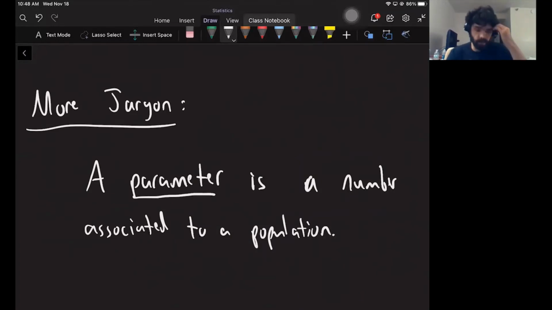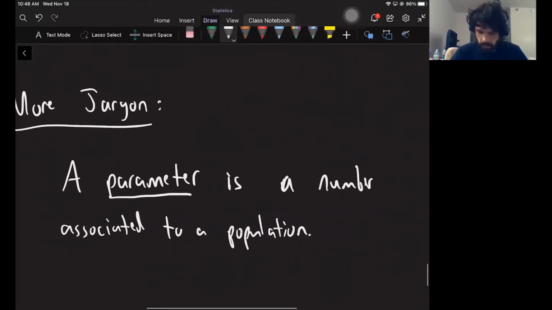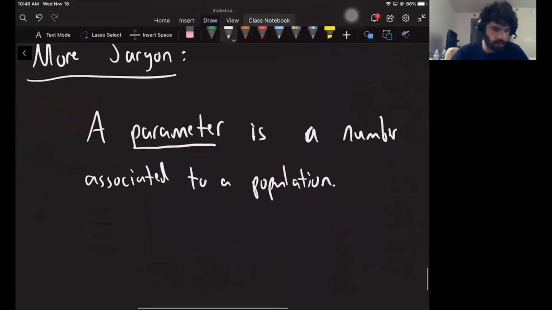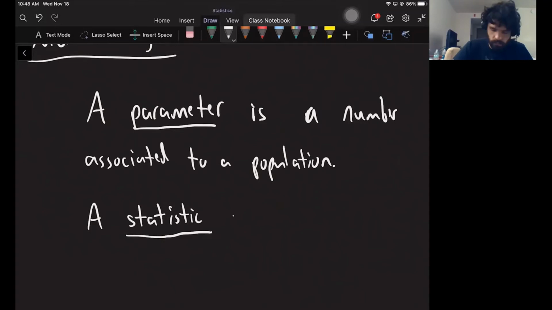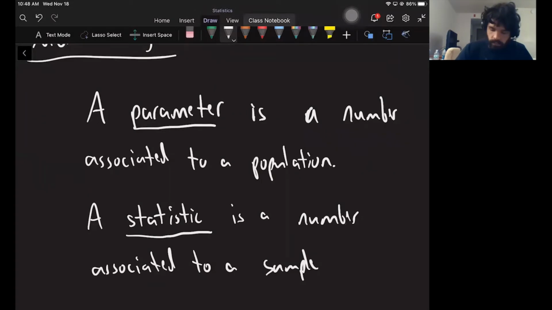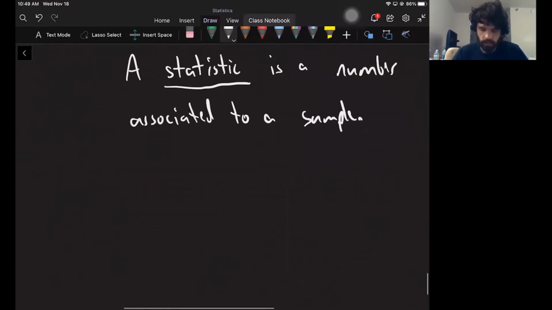So the population mean of IQ scores being 100, that would be an example of a parameter. A statistic is a number associated to a sample instead. So a sample mean that you get is a statistic. Okay, so now we'll see more examples, and I'll introduce this language in the example we do right now, just to get more used to it.